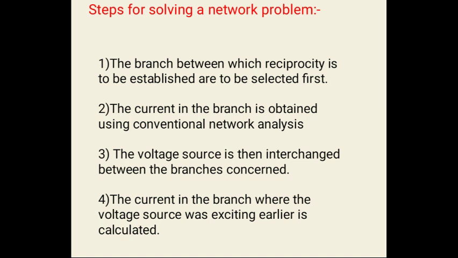Step 3. The voltage source is then interchanged between the branches concerned. In step 3, we interchange the voltage source. It means the voltage source is removed from the original branch and put in the branch in which we have obtained current. Now step 4. The current in the branch where the voltage source was exciting earlier is calculated. It means in the fourth step we calculate the value of current in the branch in which the source was placed before.